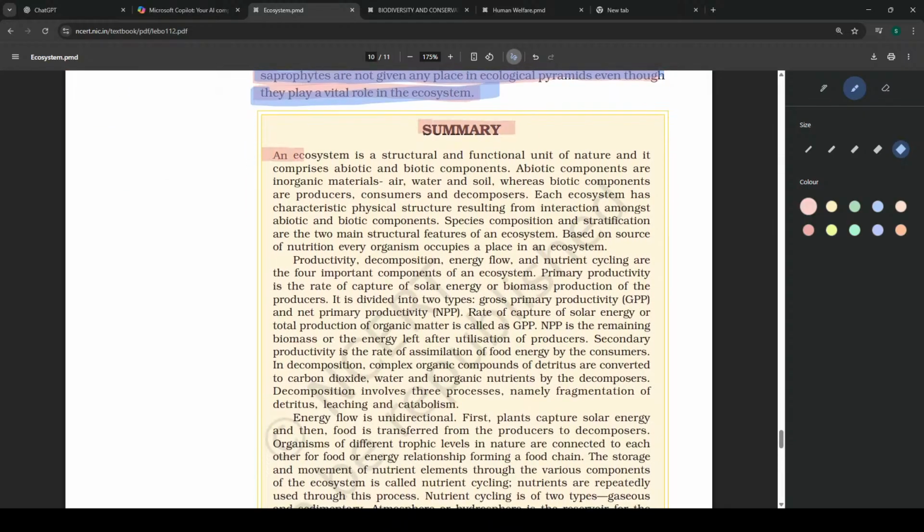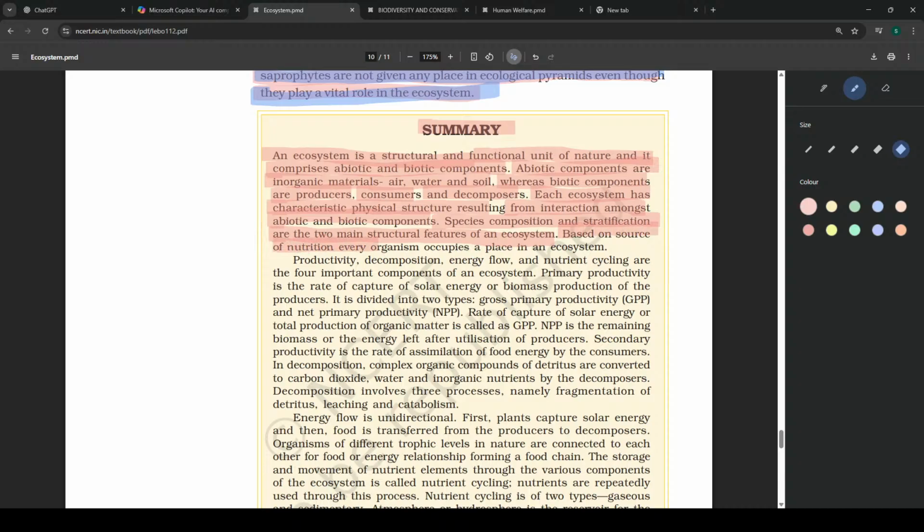Summary: an ecosystem is a structural and functional unit of nature, and it comprises abiotic and biotic components. Abiotic components are inorganic materials such as air, water, soil, whereas biotic components are producers, consumers, and decomposers. Each ecosystem has a characteristic physical structure resulting from interaction amongst abiotic and biotic components. Species composition and stratification are the two main structural features of an ecosystem.